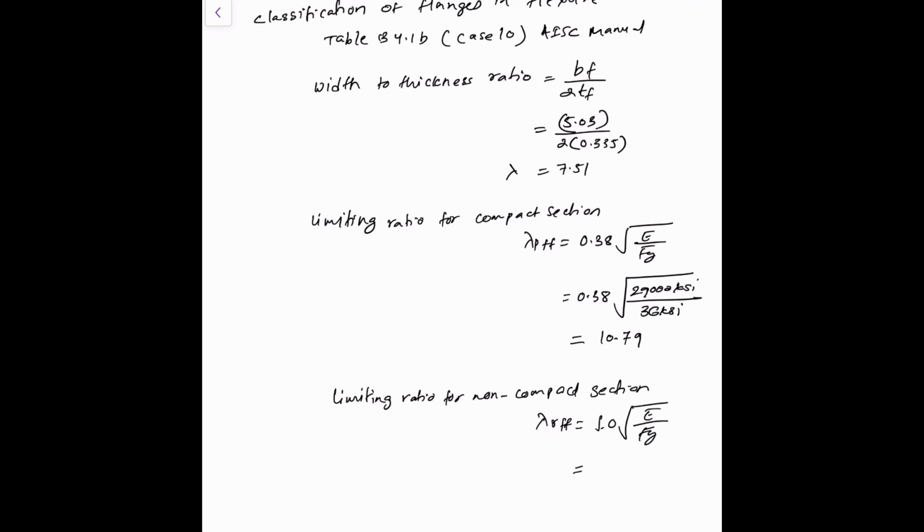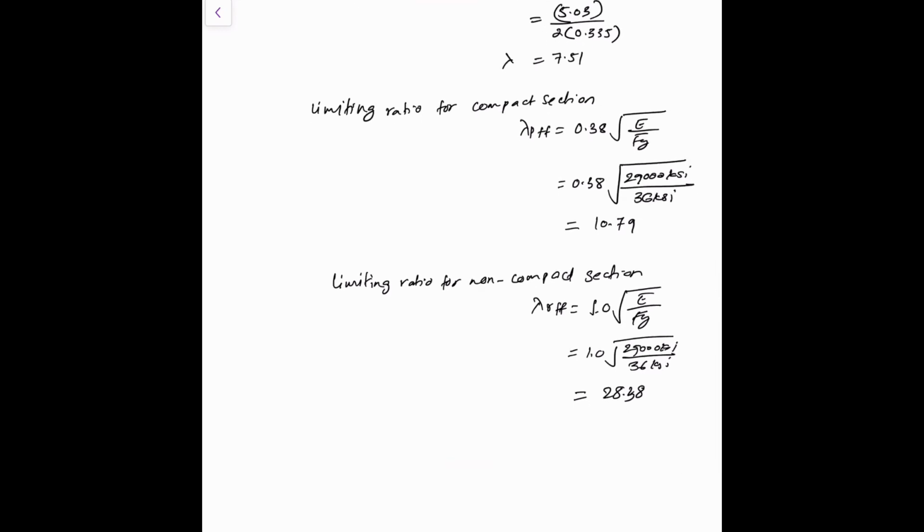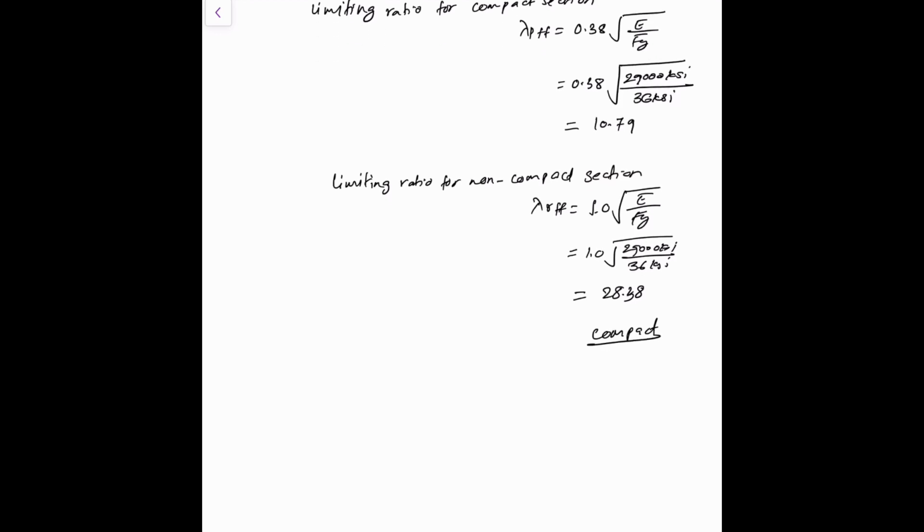Okay, the limiting ratio for non-compact section, which is lambda r for flanges in flexure, is 1.0 under root E over Fy, so 1.0 times 29,000 ksi divided by 36 ksi. This gives us 28.38. So this section is compact.